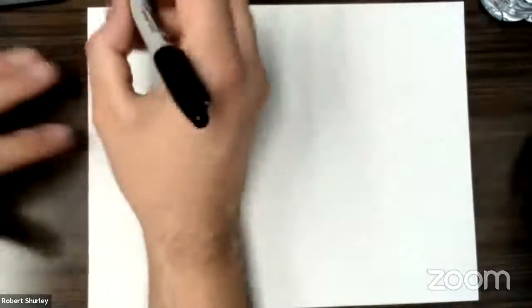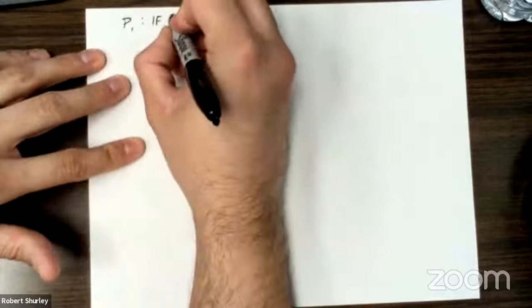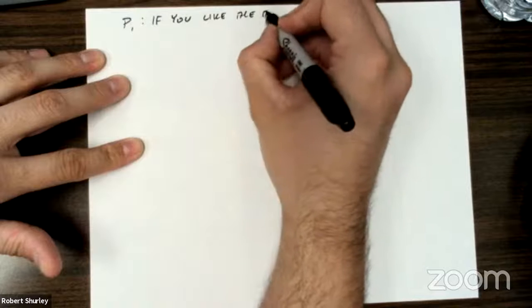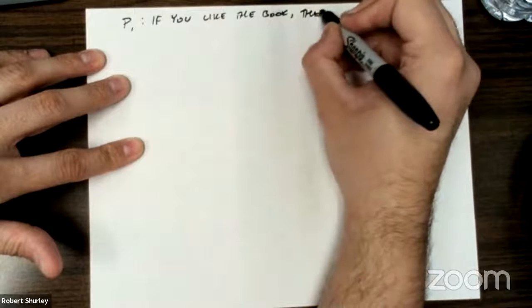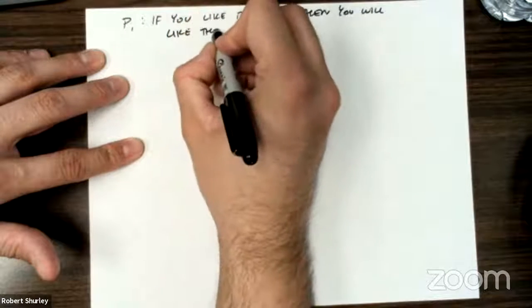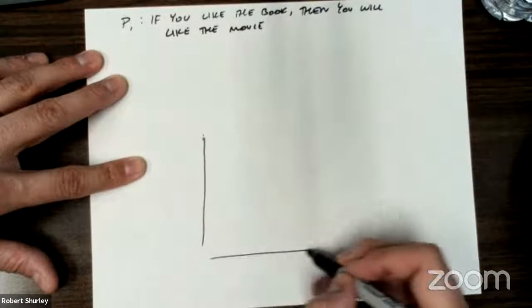So example 7, which is denying the hypothesis, it's the third one. That last example we did is affirming the conclusion, which is invalid. The next is going to be denying the hypothesis. So let's look at this one. We've got premise 1: if you like the book, then you'll like the movie. I'm going to draw that.